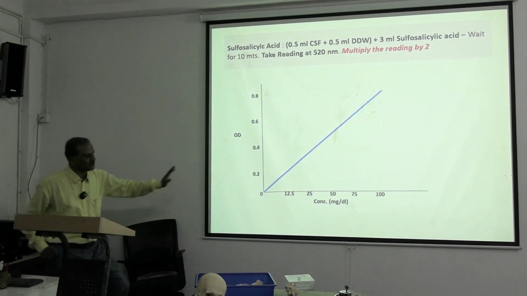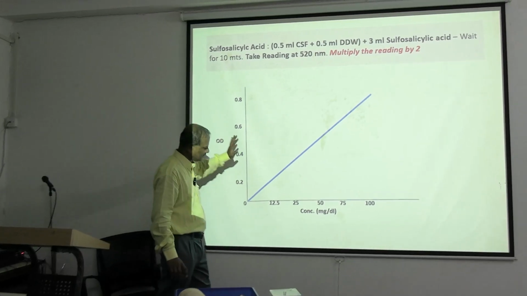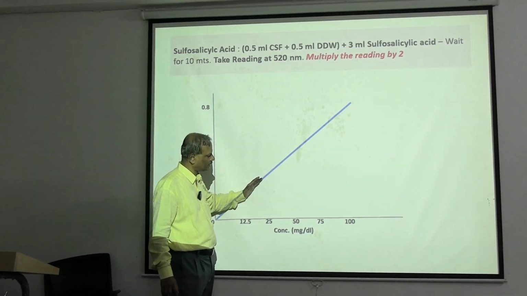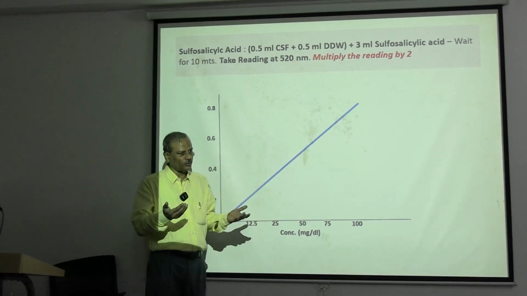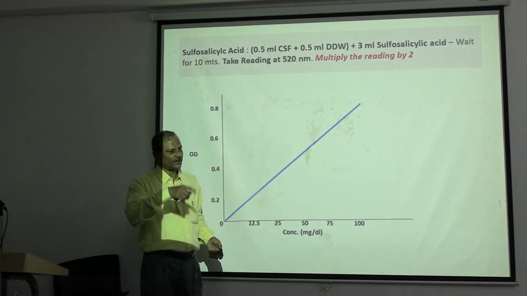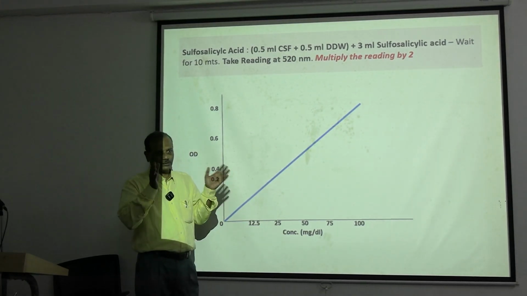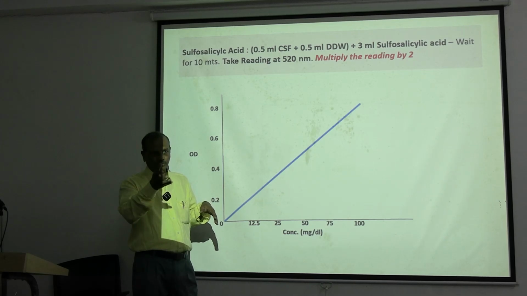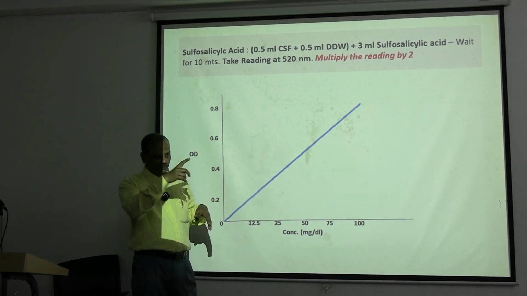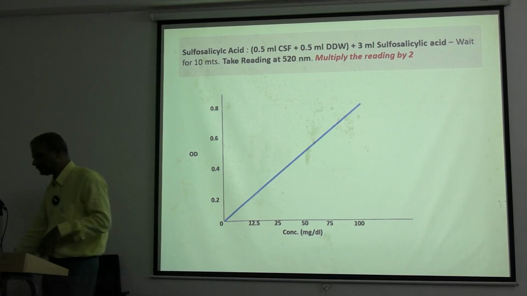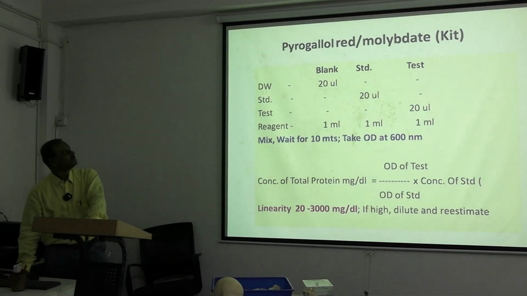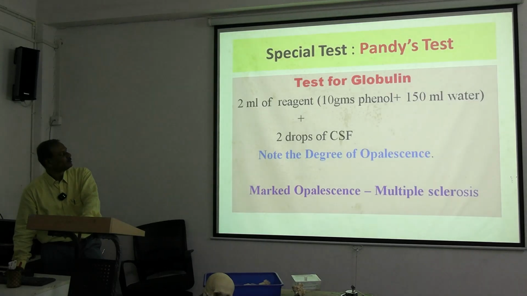This I have practiced, and it is still in vogue. This is a very stable method, and the upper limit here is up to 100. Now, if the value is more than 100, we need to dilute the sample and multiply by the factor. If you dilute it 1 in 2, then you multiply the figure by 2. If I dilute 1 in 5, then multiply the figure by 5.